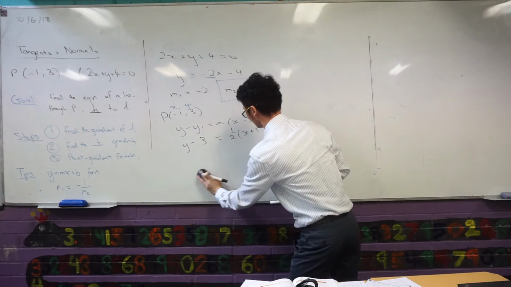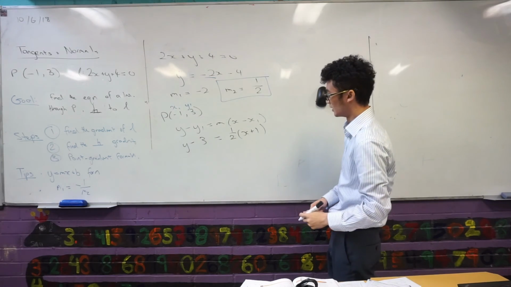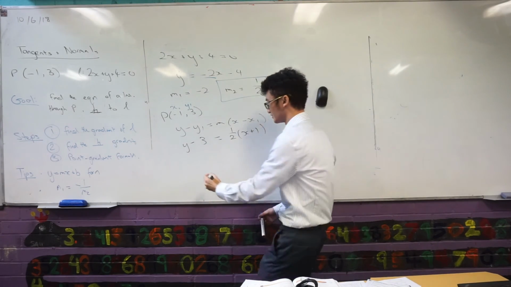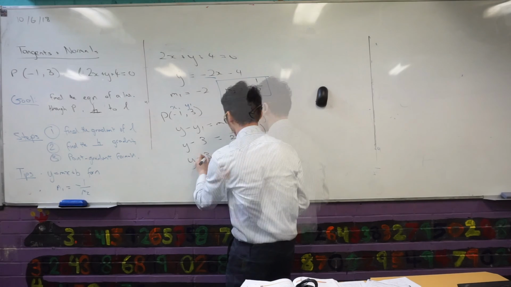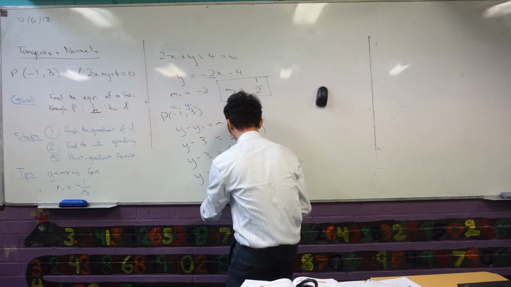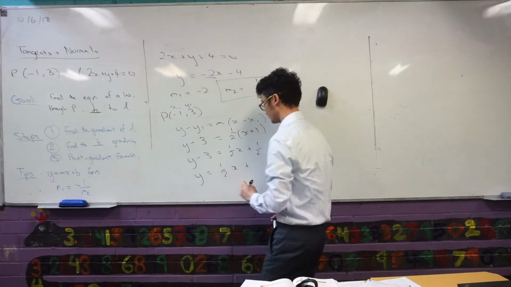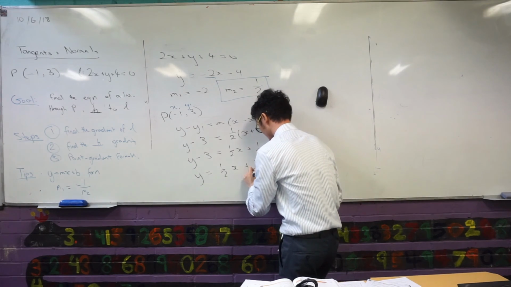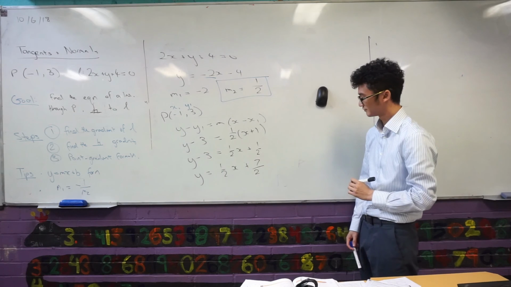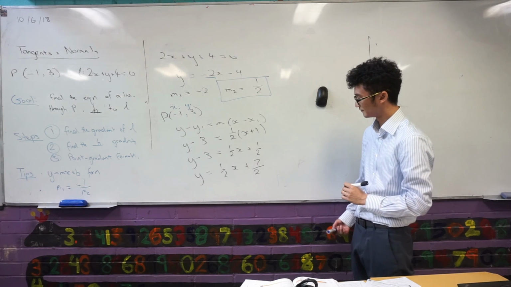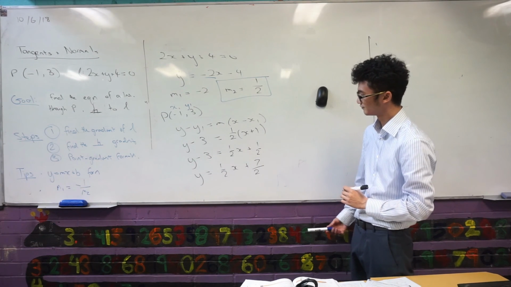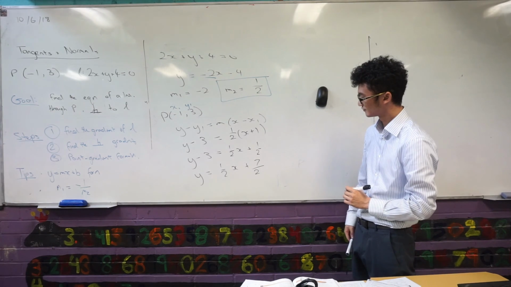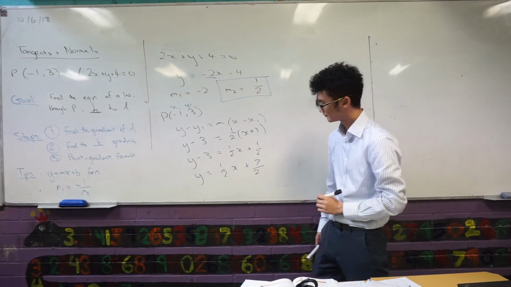Cool. The same answer as me. Now something like this, I can just expand out the brackets. y would equal half x plus 3.5, 7 on 2. Yeah, I think that's right. Is that 3.5? That correlates to 3.5, right? Yep. Yeah, 3.5. Okay, so that's it.